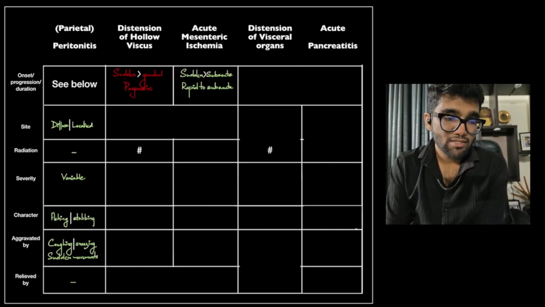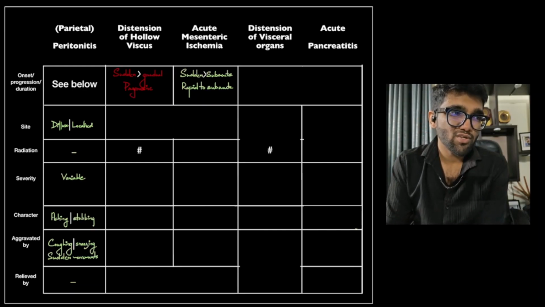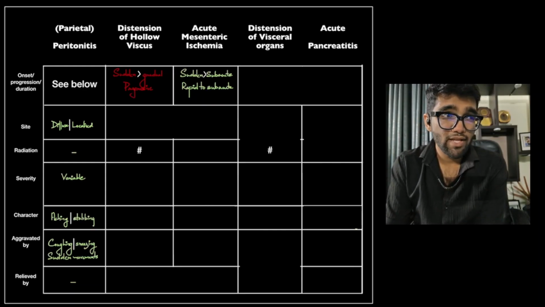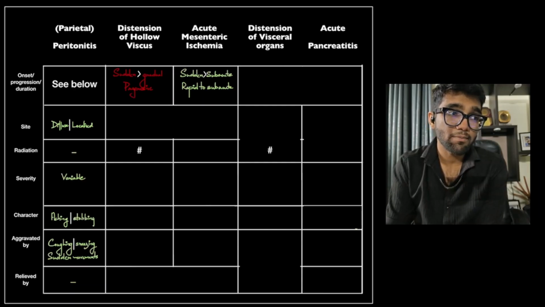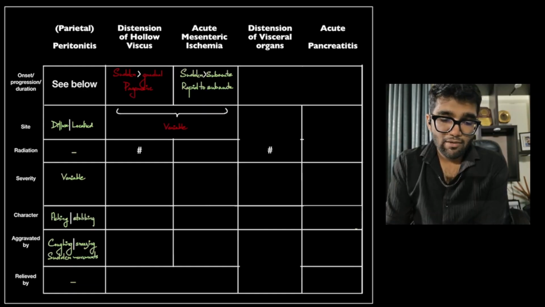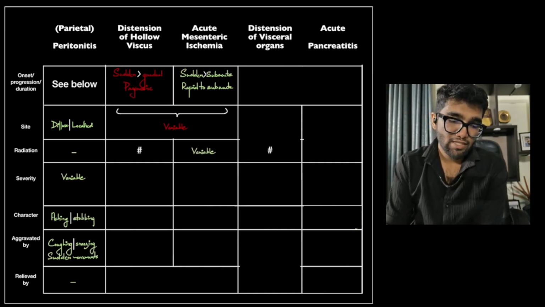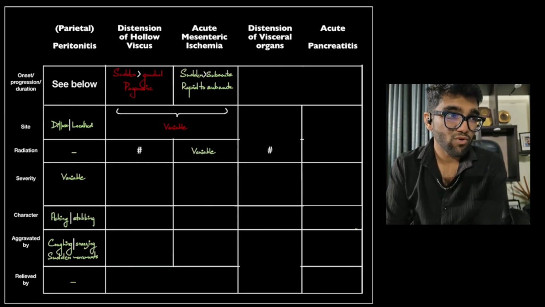Sometimes it is subacute, but it would be very odd to suspect acute mesenteric ischemia in a patient who's had pain for multiple days or weeks. Now, the site depends on which of the hollow viscus is affected. So the site is variable. In acute mesenteric ischemia, radiation depends again on the organ affected by the ischemia.